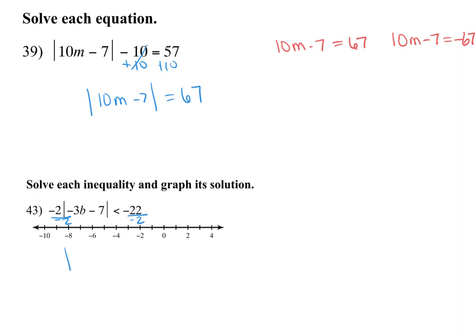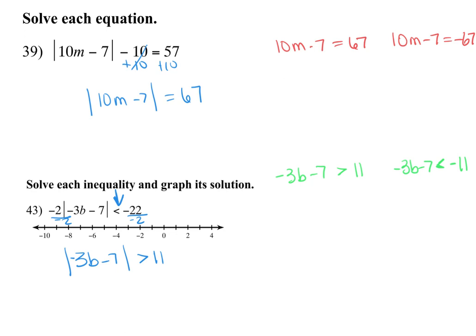okay? I have the absolute value of -3b minus 7. I divided by a negative, so that guy flips. -22 divided by -2 is +11. Now I'm going to set up 2 inequalities, all right? I'm going to say what's inside, exactly the way it looks, greater than 11. And then what's inside, flip this guy, change this guy to negative.